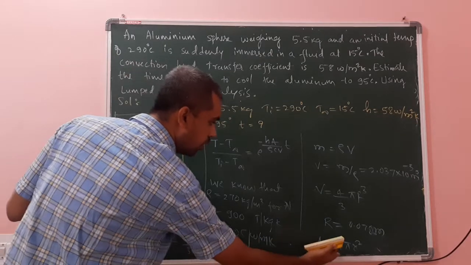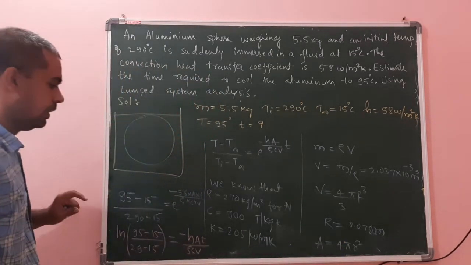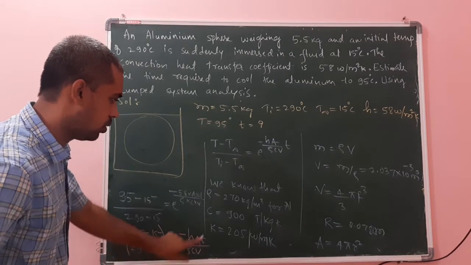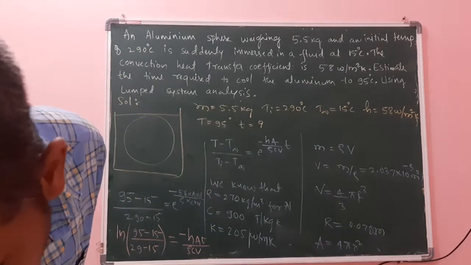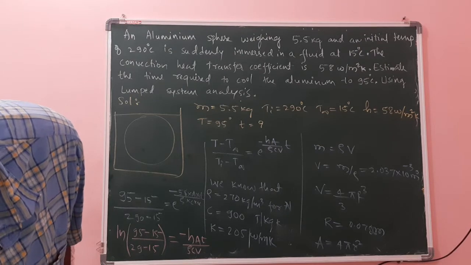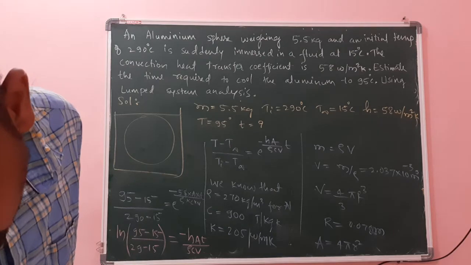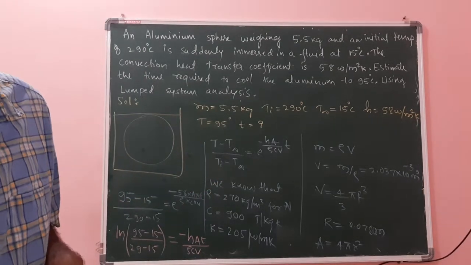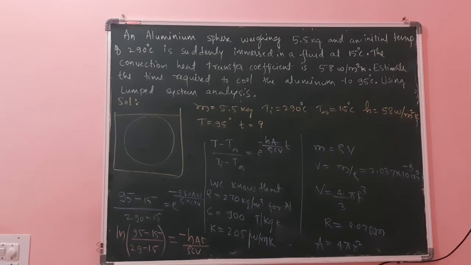Here A value we know. You have to calculate the A value. You have to substitute rho as 270, or I will check the density. Density of aluminium, whether it is 270 or 2700, that I have to check.